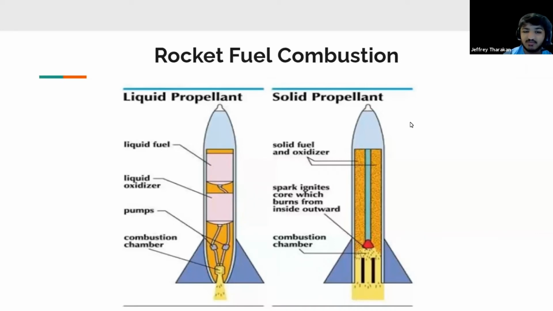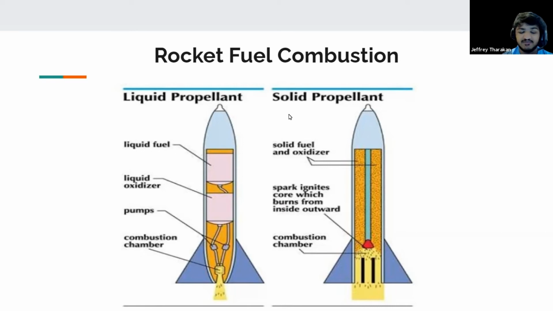So for my part of the presentation, I'll be going over rocket fuel combustion, and I'll be comparing liquid propellant and solid propellant first. Now, in solid propellants, you have the fuel and oxidizer, as you can see here, mixed together already. And when the source of heat is ignited, the reaction continues until there is no more fuel left to burn.